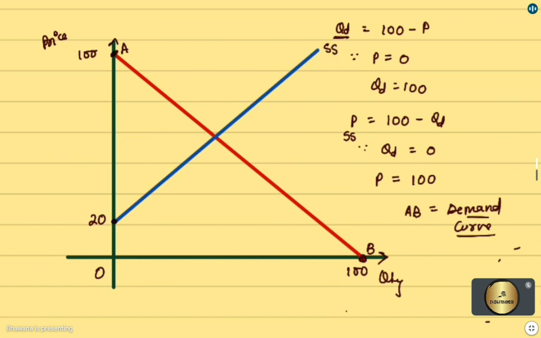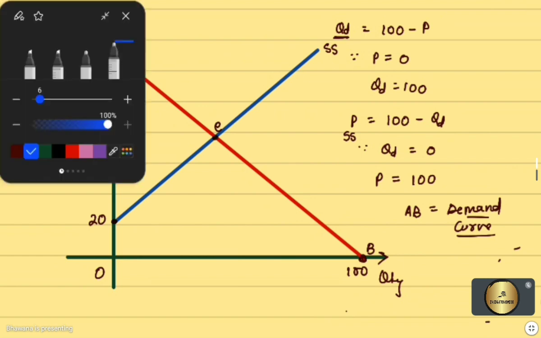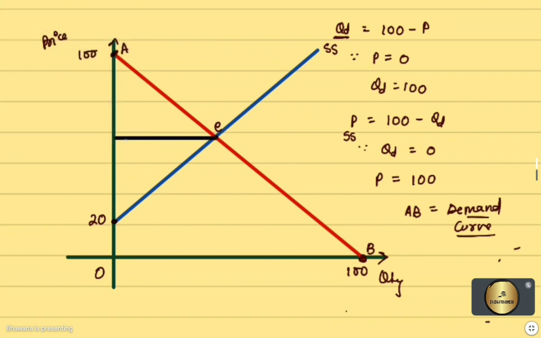The point of intersection between this red demand curve and the supply curve is your equilibrium. This particular point is your equilibrium, and we can graph it here. At this point, you get P star and Q star. Your Q star is equal to 60 and your P star is equal to 40. The area above this price line and below the red demand line is your consumer surplus.